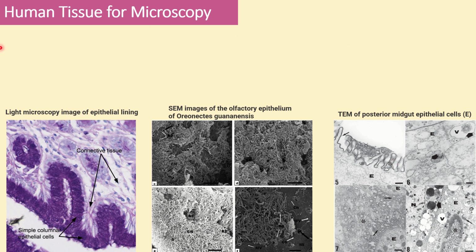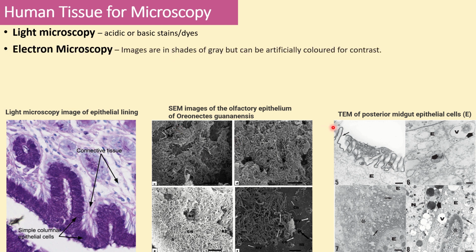If I had to look at the human tissue in a microscopic section, there are different microscopic sections as can be observed on the slide over here. This is an example of light microscopy, an image of the epithelial lining. Light microscopy involves the use of acidic or basic stains or dyes. If I had to use an example of electron microscopy, whether it is scanning electron microscopy or transmission electron microscopy, these are images in shades of grey, but they can artificially be colored for contrast.